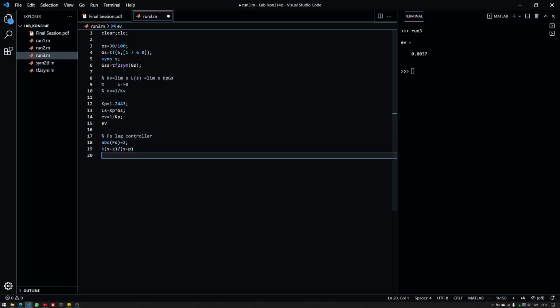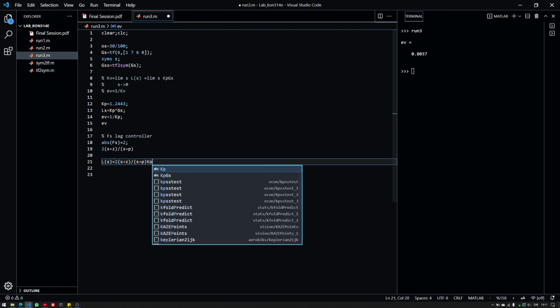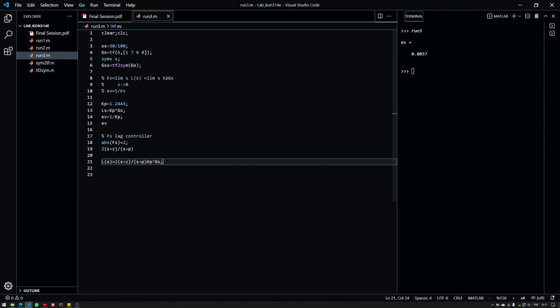So this is one way of defining this. This k should be equal to 2. So all the lag controllers that look like this are my concern here. Therefore, my loop transfer function that I want to achieve looks like this: 2 times the controller given here, divided by s plus p, and then times Kp, and then times G(s). So I know what Kp, G(s), and 2 are.